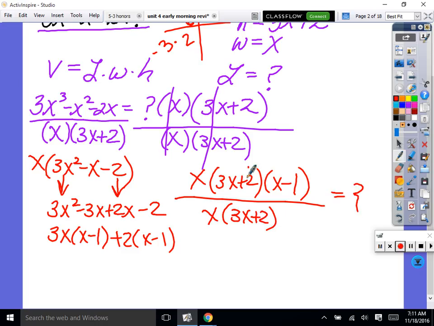So now we can divide out exact factors. We don't need to restrict for this one, right? We're just solving for the question mark, so we're done. x minus 1. Any questions on that one?